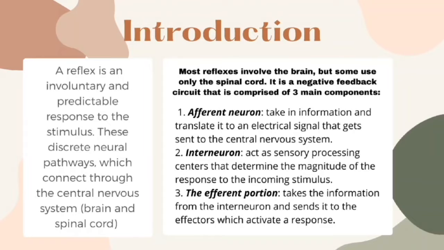The second component is the interneuron. These neurons act as sensory processing centers that determine the magnitude of the response to the incoming stimulus. They are located in the central nervous system, which is in your spinal cord. The third one is the efferent portion, or motor neuron. It takes the information from the interneuron and sends it to the effectors, which activate a response. The effectors are usually muscle fibers, as in the patellar reflex, or a gland such as the salivary gland.